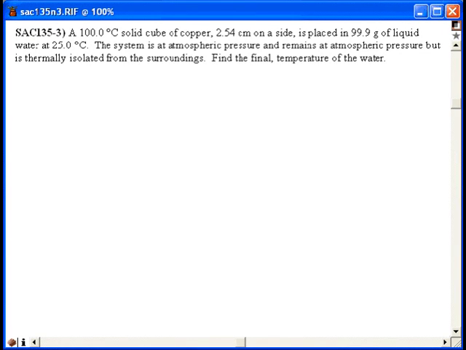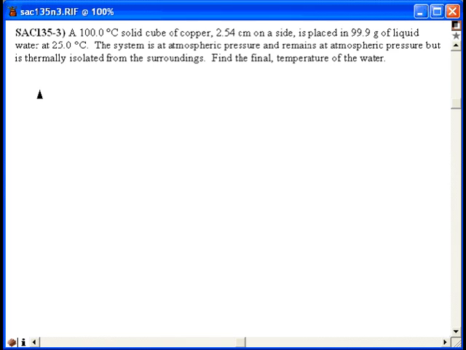Problem number 3. You get a hot chunk of copper, drop it into some room temperature water, and the question is, what's the final temperature of the water? Some heat flows out of the copper and into the water, increasing the temperature of the water and decreasing the temperature of the copper until they're both the same temperature. Then the heat stops flowing, and the question is, at what temperature does that occur?